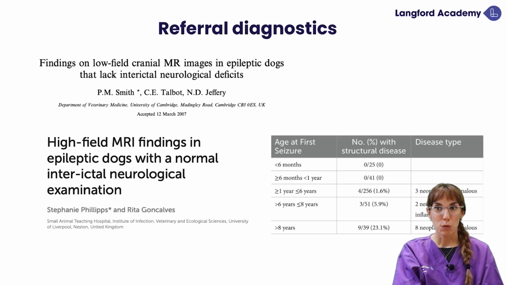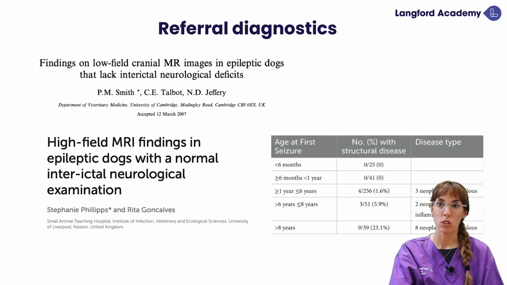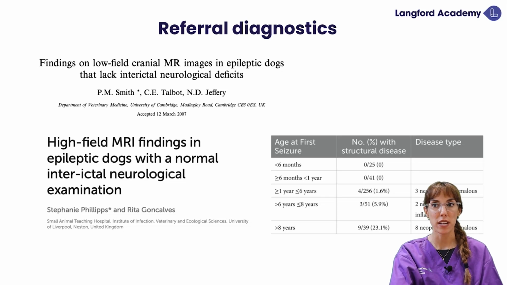So there are 2 studies worth noting. The first is using a low field MRI, and this was done some time ago. They found that around 2.2% of dogs in this age bracket, so between 6 months and 6 years of age, had anything structurally wrong with their brain. And the second study is using a high field MRI, and the number reported is even lower, with just 1.6%.